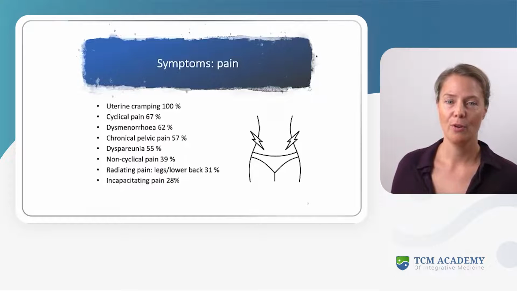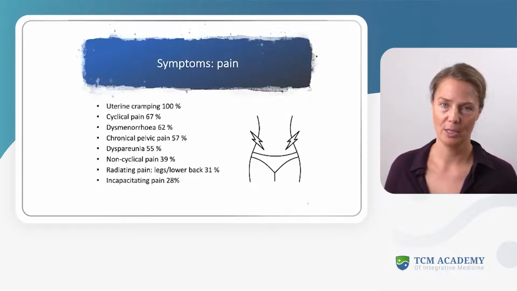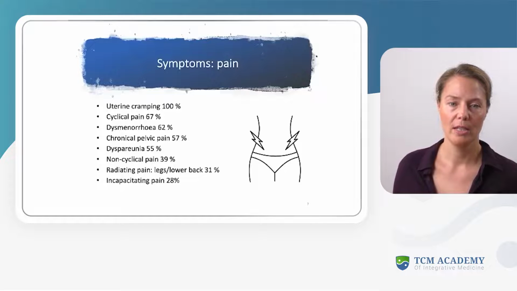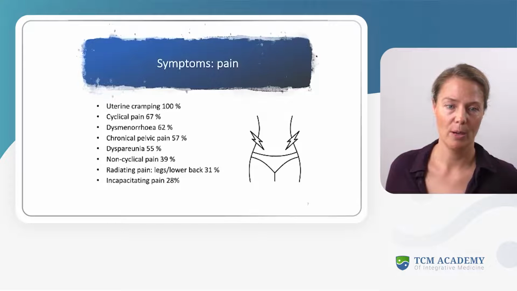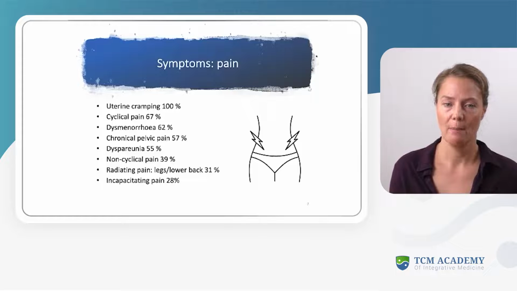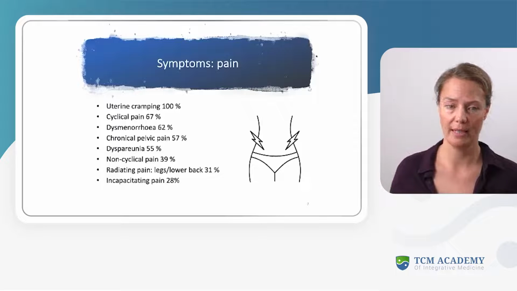As I said before, the main symptom of endometriosis is pain. There are different kinds of pain. 100% of women who are diagnosed with endometriosis report uterine cramping. Most of the affected women talk about cyclical pain and dysmenorrhea, or chronic pelvic pain, meaning the pelvic pain is not only occurring before menstruation, but throughout the whole menstrual cycle.